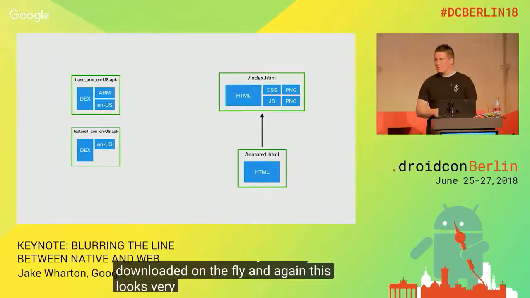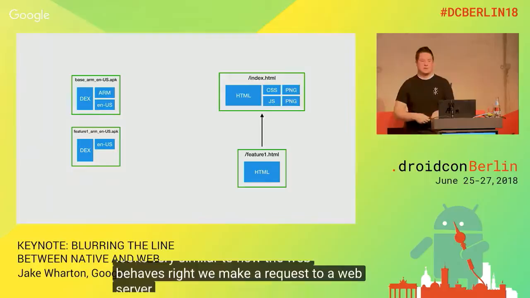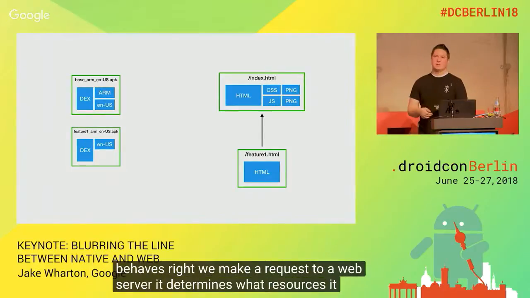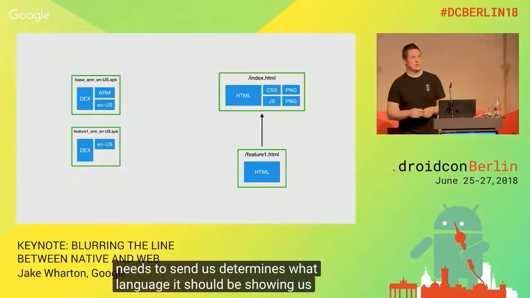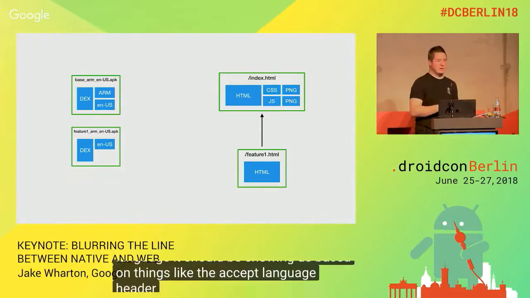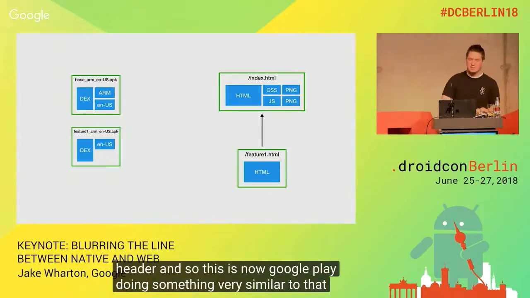And again, this looks very similar to how the web behaves, right? We make a request to a web server. It determines what resources it needs to send us, determines what language it should be showing us based on things like the accept language header. And so this is now Google Play doing something very similar to that.